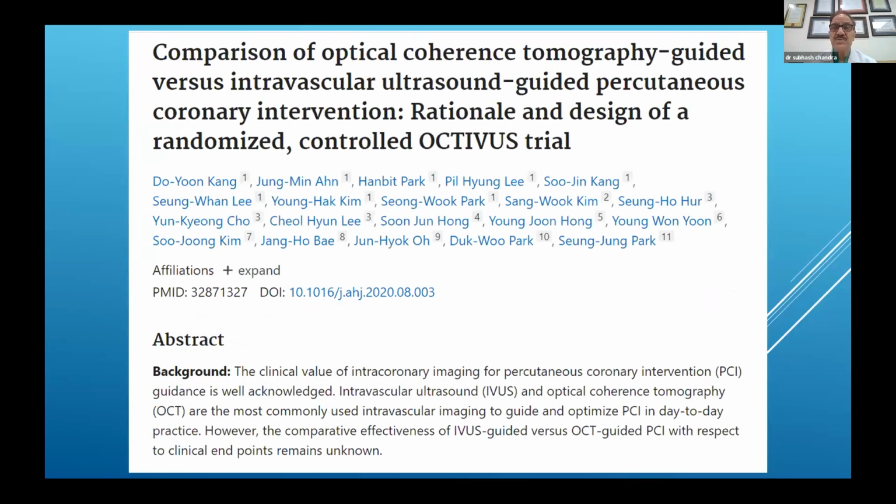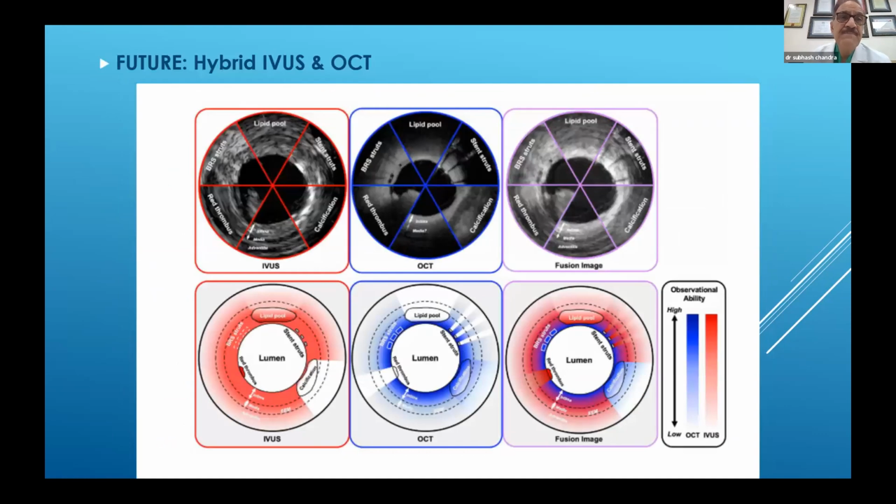This is the Octopus trial, which we are keenly looking forward to, to see how OCT and IVUS have been combined and what is the best way. The future could lie in a hybrid catheter, which combines both IVUS and OCT, the IVUS giving the deeper detailing of the artery, and OCT giving you the best pictures of the surface of the artery.